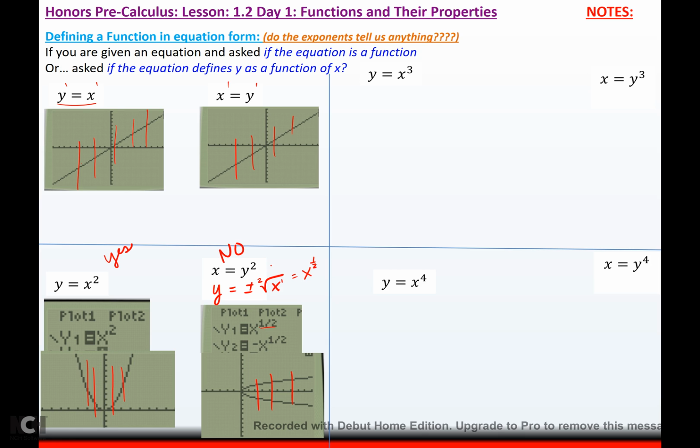Notice what happens when you're squared. If x is squared, it's still a function. When y is squared, it turns it sideways, which won't pass.